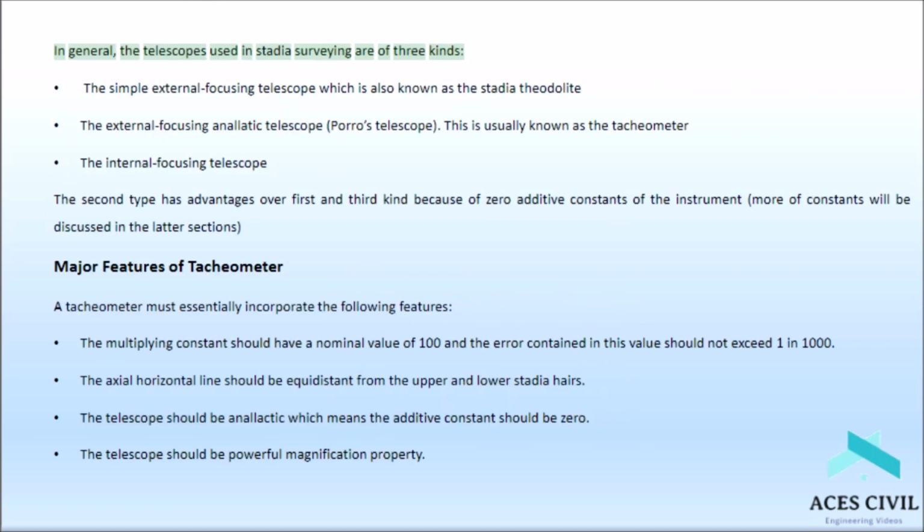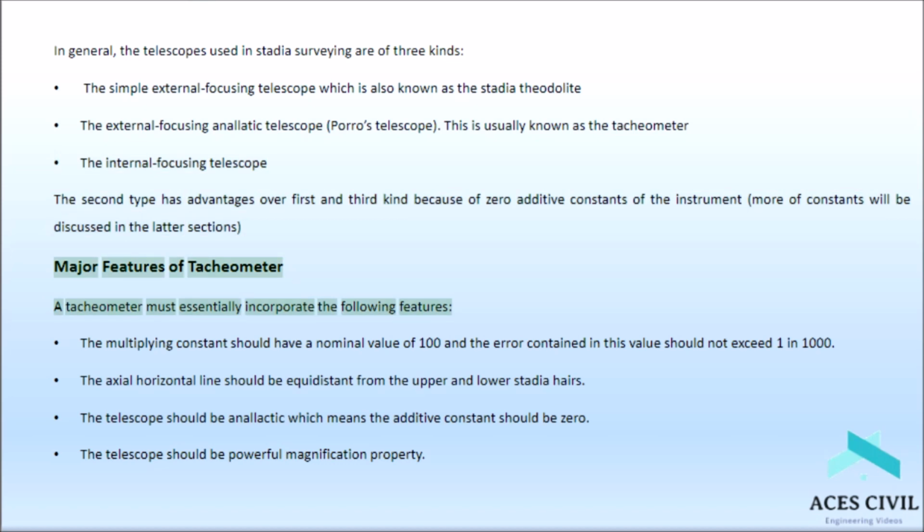In general, the telescopes used in Stadia surveying are of three kinds. The simple external focusing telescope, which is also known as the Stadia theodolite. The external focusing analytic telescope, Porro's telescope. This is usually known as the tacheometer. The internal focusing telescope, the second type, has advantages over the first and third kind because of zero additive constants of the instrument. More on constants will be discussed in the later sections.